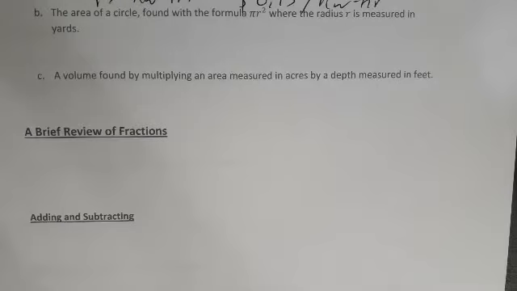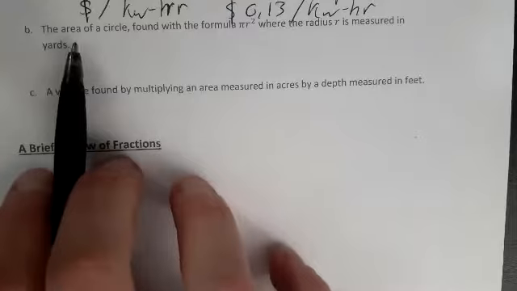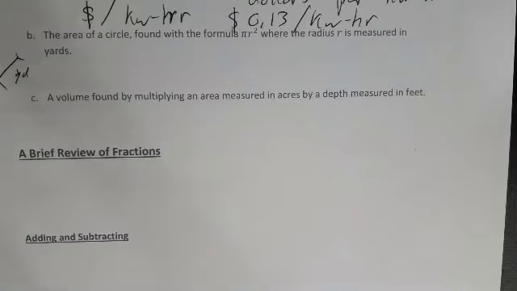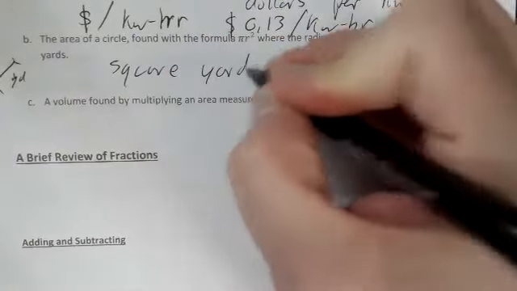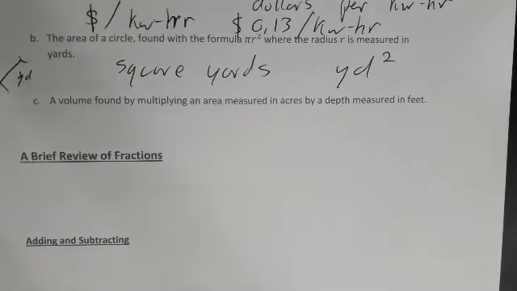The area of a circle found with the formula pi r squared, where the radius r is measured in yards. So if we're measuring our radius in yards, our length measurement is in yards. So think about our length measurement. What is our area measurement going to be in? And so our area measurement is going to be in square yards. So you can write out the words square yards. Or you could do the yards with the square sign.